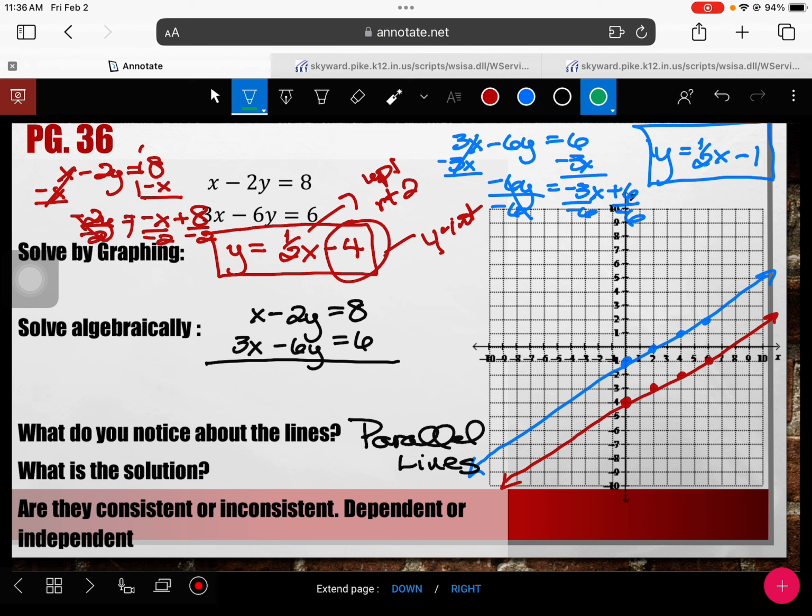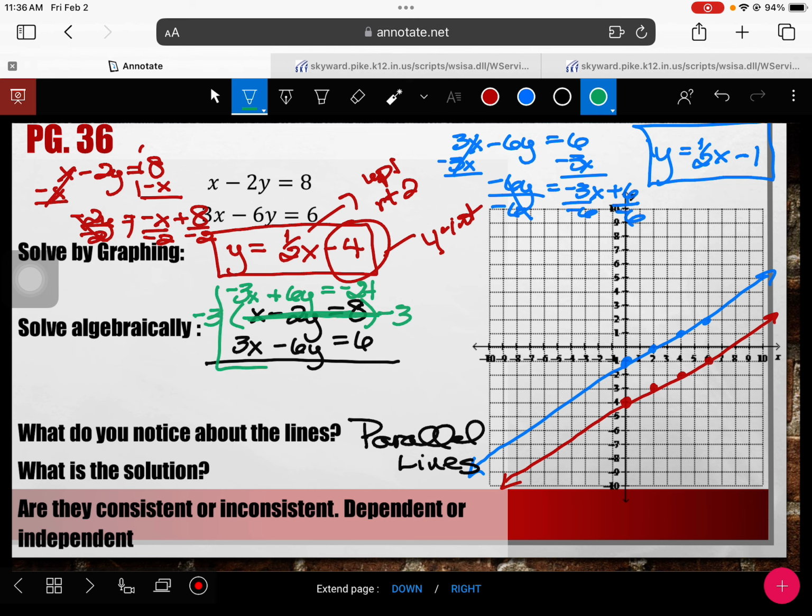The second one by -3. The second one? No, the first one. First one by -3. What do you guys think of that? Okay. -3. So I'm going to rewrite it above. -3 times x is -3x. -3 times -2y is plus 6y. -3 times 8 is -24. So this middle equation is gone. Now I can add them.